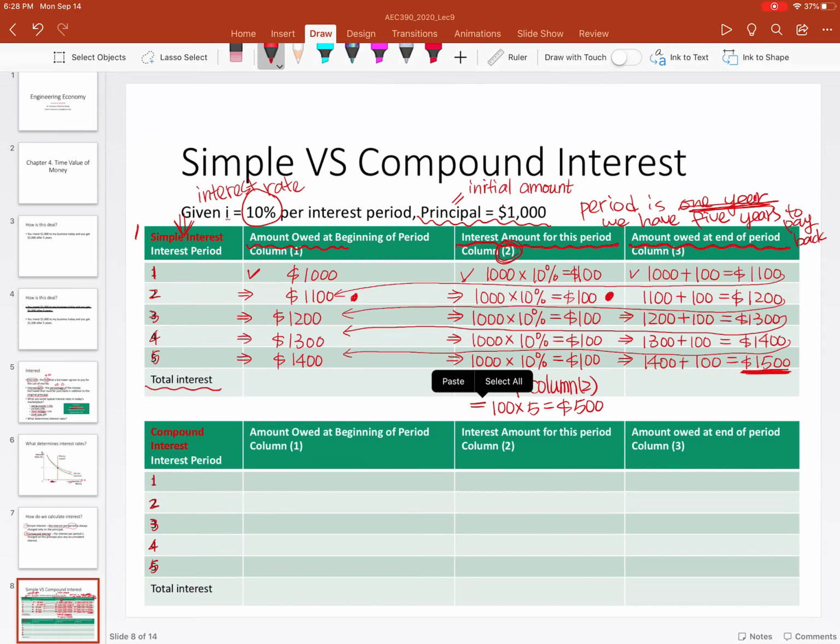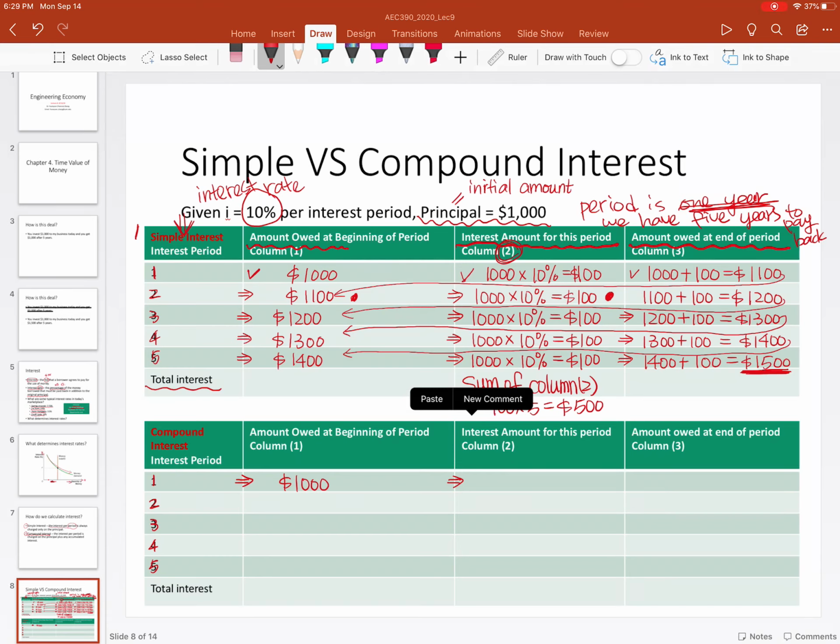And so the first cell you want to fill is this one. At the beginning of the first year, how much do you owe? That's very easy. That's the $1,000 you borrowed at the beginning. So still, it's 1,000. Okay, and what is the interest for the first year?